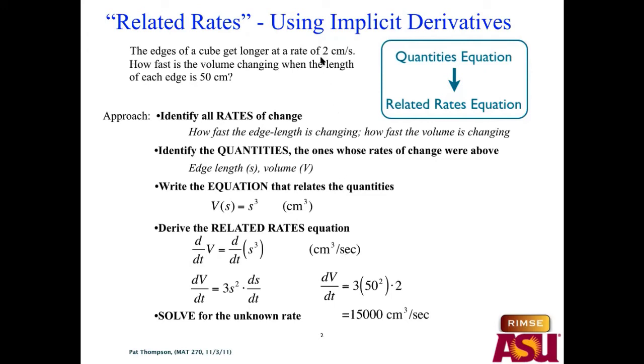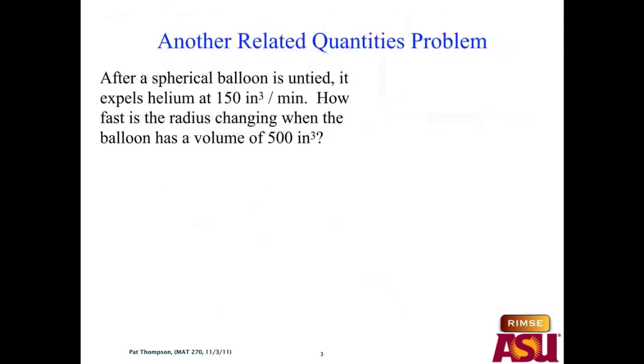So let's take a look at something that's not a cube, but another geometric figure, a sphere. Pretending, we'll talk about a balloon that's spherical. Balloons aren't typically exactly spherical, but it'll be close. So let's say that after a spherical balloon is untied, it expels helium at a rate of 150 cubic inches per minute. We want to know how fast the radius is changing when the balloon has a volume of 500 cubic inches.